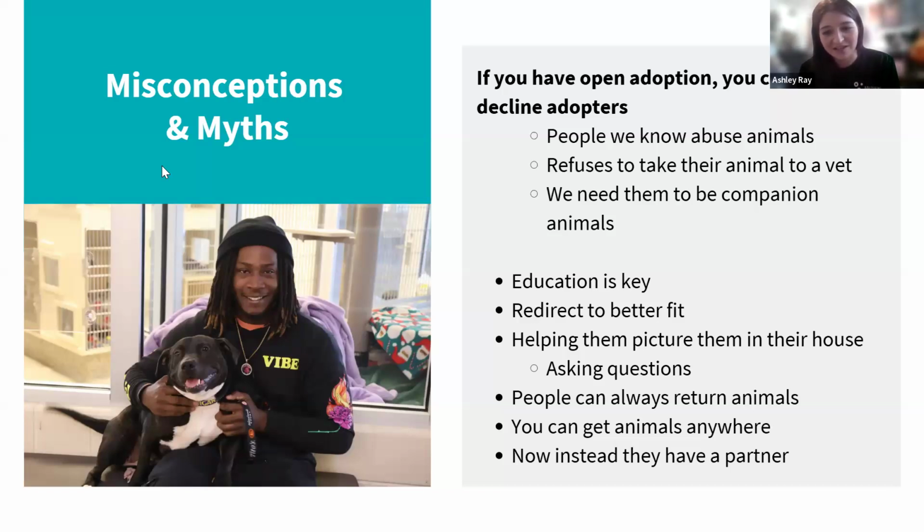And I already kind of mentioned this, but now they have a partner. Maybe they came in and nothing worked. Maybe the dog they had their eyes set on wasn't a good fit for their family, and they leave empty-handed, but now they have somewhere that they can return to and try again and know what the process is and know that they can chat with us on what they're looking for.